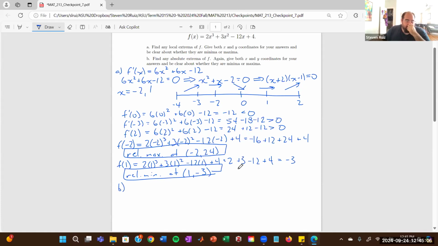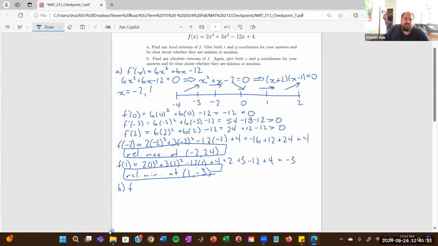Part B asks for absolute extrema. So where do absolute minimums and maximum points take place? Well, they could take place at relative extreme points, or they could take place at the ends of this interval. So the endpoints are where we have not looked yet. So now let's look at those. This function is defined from -4 to 2. So let's do that now.